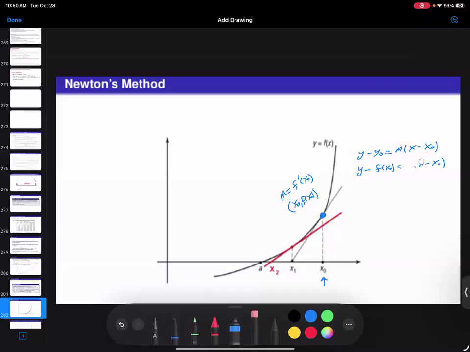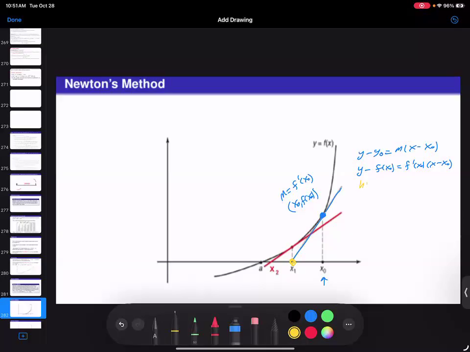Let me just erase so you've got space to write it. y minus f of x naught is f prime of x naught times x minus x naught. So that's the equation of the tangent line. And then we can ask, where does this tangent line hit the x-axis? It's going to hit somewhere. Where does it hit?